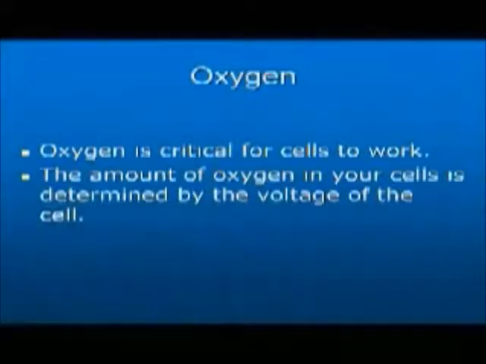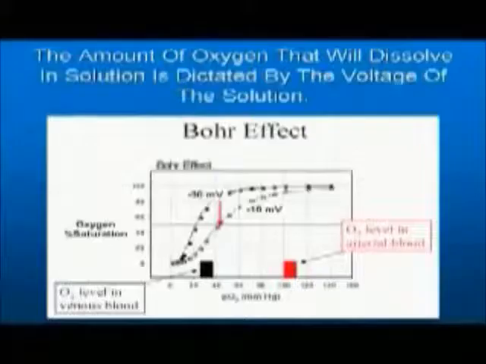We also need oxygen to make our system work, and the amount of oxygen that can be in a cell is dictated by the amount of voltage of the cell. This is called Bohr's law, or Bohr effect. Here you can see in this graph the amount of oxygen that can get into the cell if your voltage is at minus 30 millivolts is this much. If it drops to minus 10 millivolts, you get in much less. So the oxygen saturation goes from 100% down close to 80% by just dropping your voltage 20 millivolts.